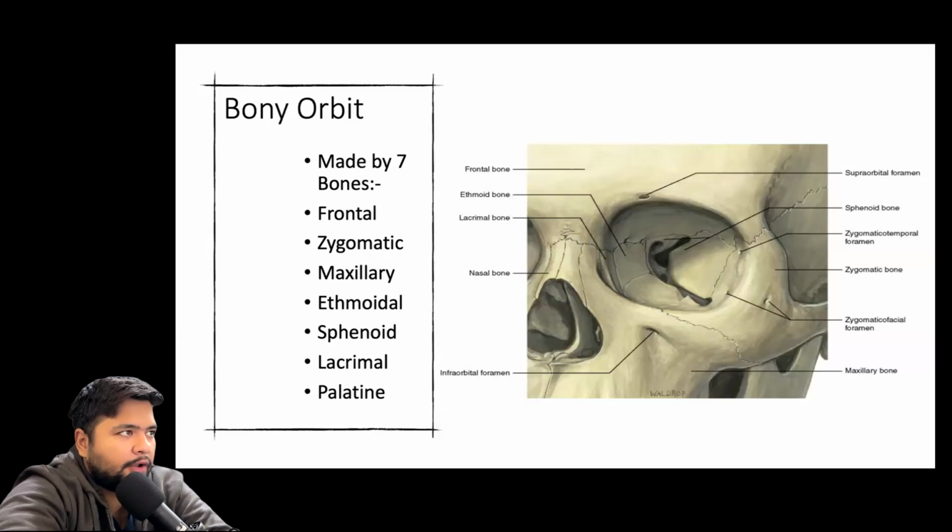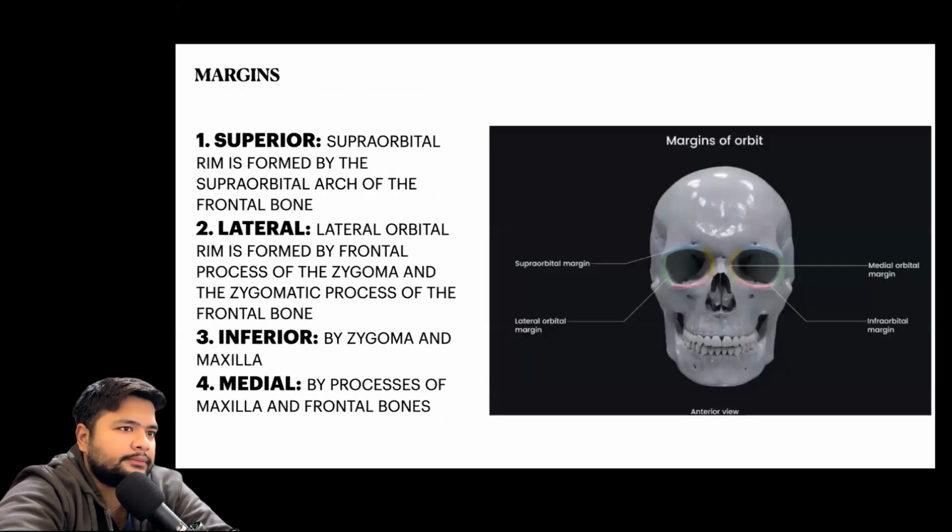Then bony orbit is made up of 7 bones: the frontal, zygomatic, maxillary, ethmoidal, sphenoidal, lacrimal, and palatine. So as you can see in this image, there is a frontal bone, zygomatic bone, maxillary, ethmoidal, sphenoidal, lacrimal, and palatine bones which are constituting the orbit.